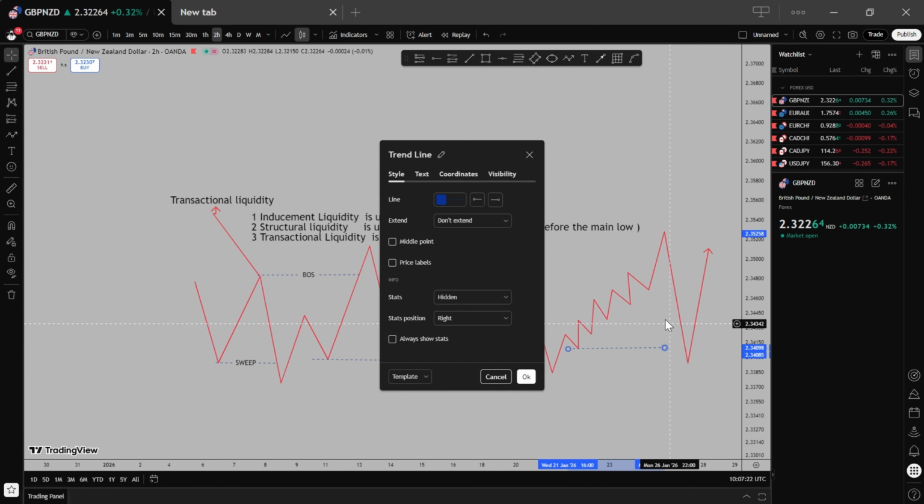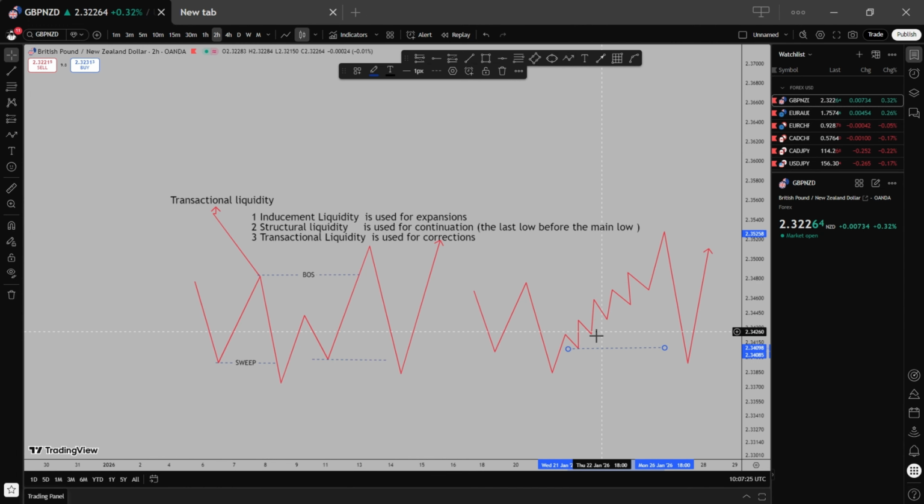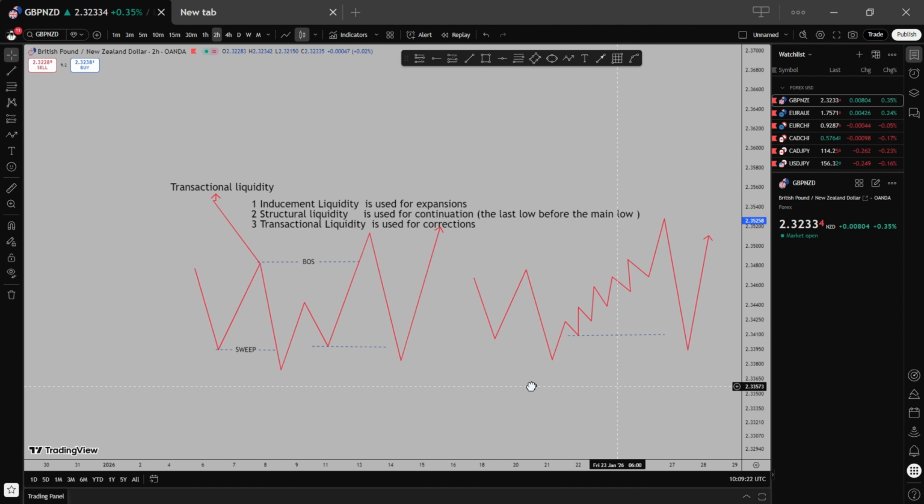You don't have any interest with all these lows right here. You're only interested in the last low before your main low, guys. Yes, guys, the last low before your POI or your main low, it's your structural liquidity. It's as easy as that, guys. You don't need to get it complicated.